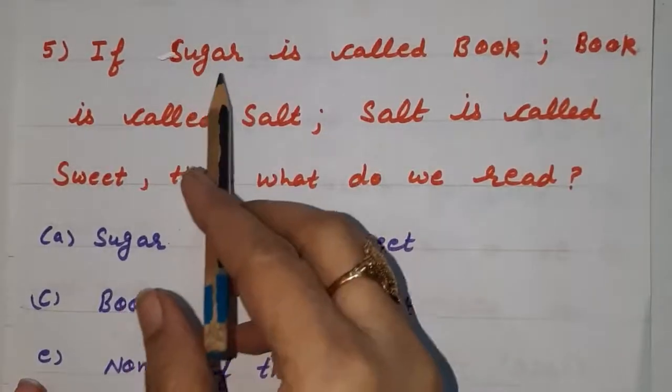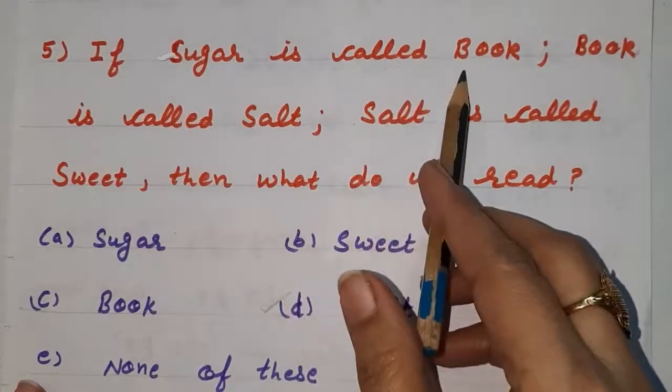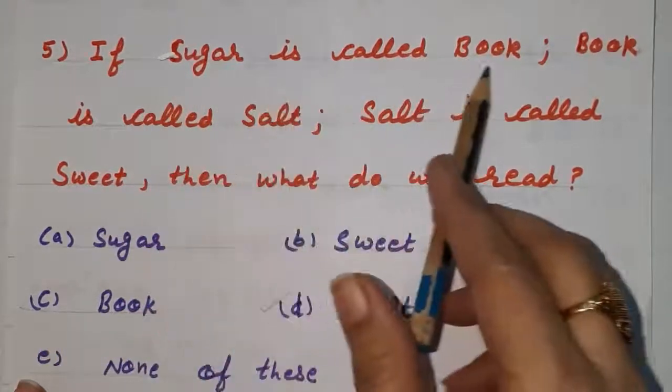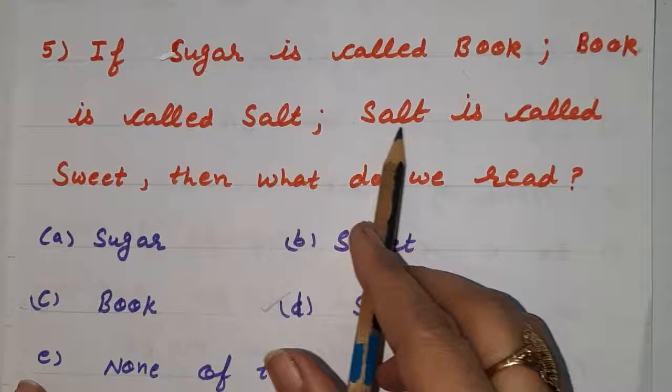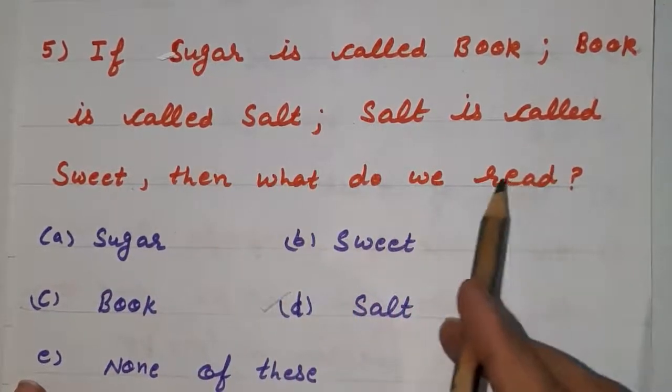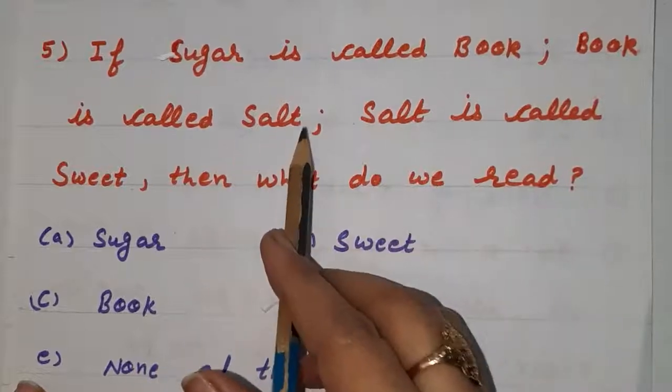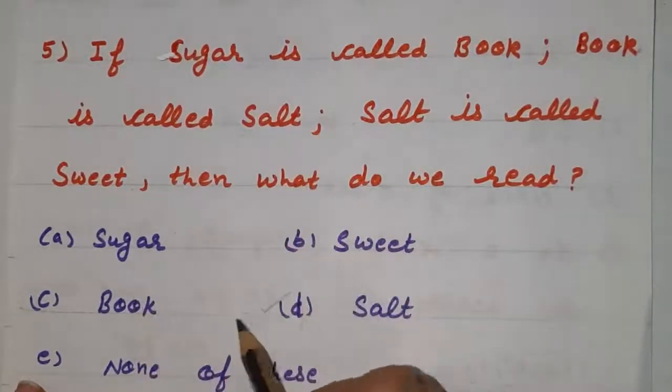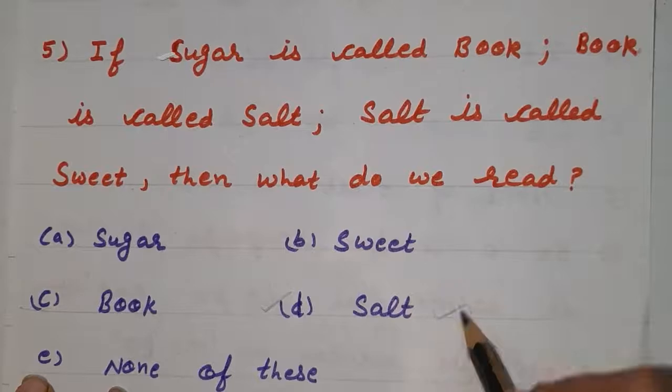And now last question. Sugar is called book. If sugar is called book, book is called salt, salt is called sweet. Then what do we read? हम क्या पढ़ते हैं? हम book read करते हैं. Book is called salt. So our answer will be salt only. It is option D.